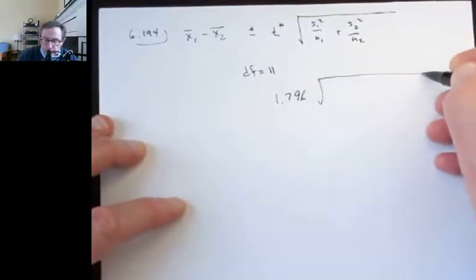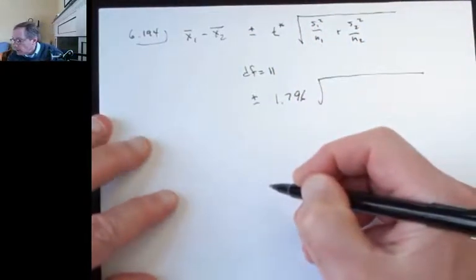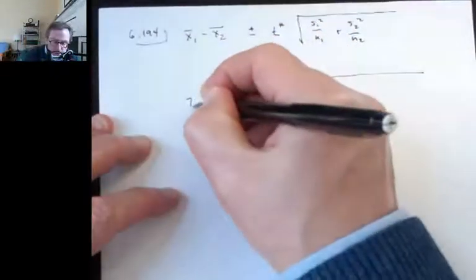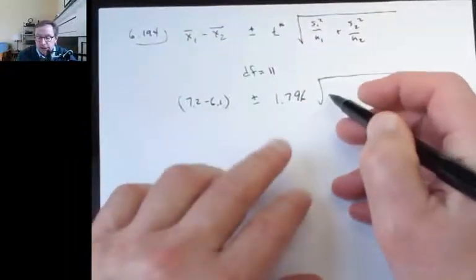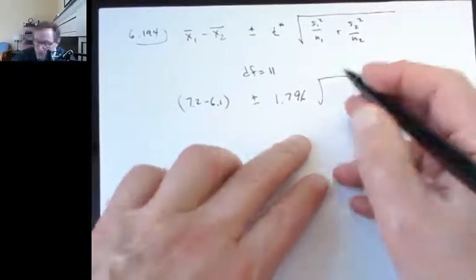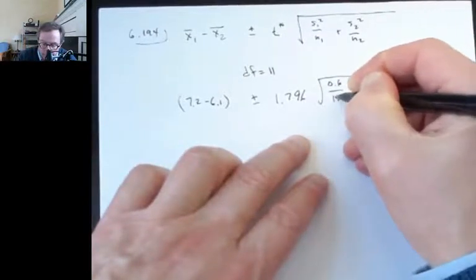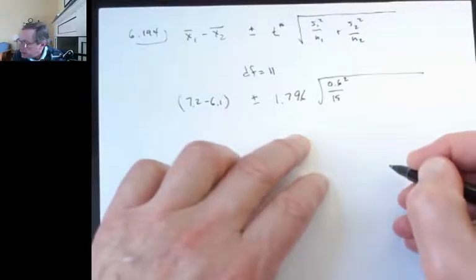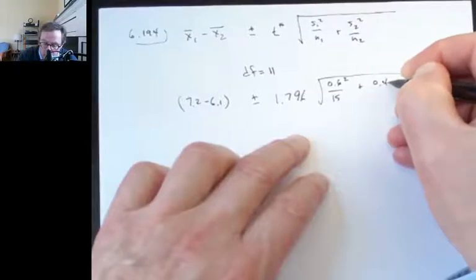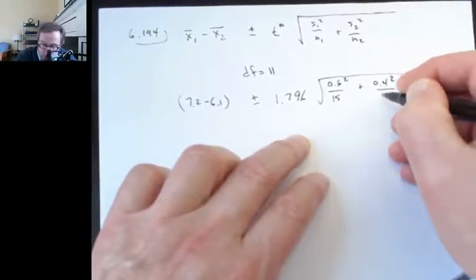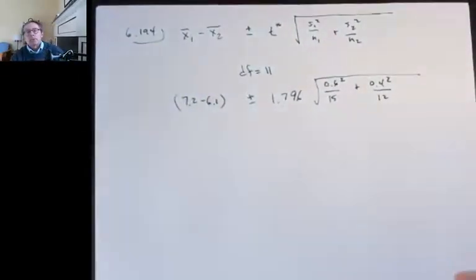Square root of. I'm just going to drop in the numbers, plus and minus, x1 bar and x2 bar. So 7.2 and 6.1, 7.2 minus 6.1, 1.796. S1 is, they told me, 0.6. N1 was 15. Oh, I forgot to write the square. And then S2 was 0.4. N2 was 12. And I'm done. I mean, I'm going to punch out all the numbers and everything, don't get me wrong, but I'm basically done.